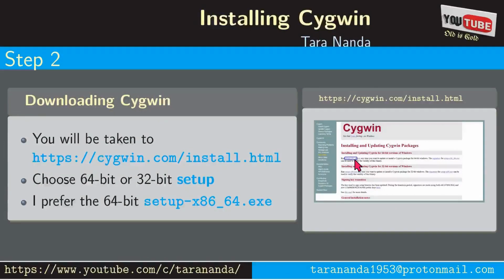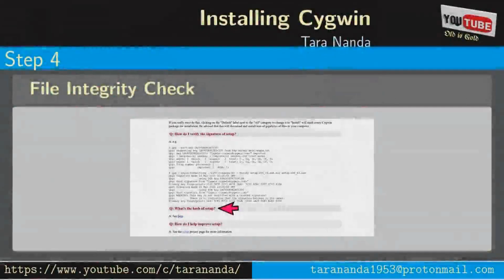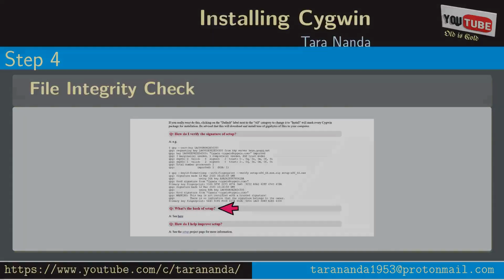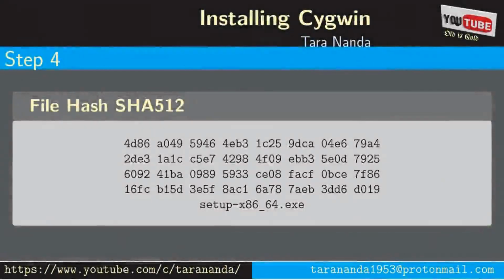On the same page where you clicked on the setup file, if you scroll down, you will see a question. What's the hash of setup? And beneath that, there is a link which will take you to the hash of the setup for both the 64-bit and the 32-bit versions. Copy the appropriate hash and save it.